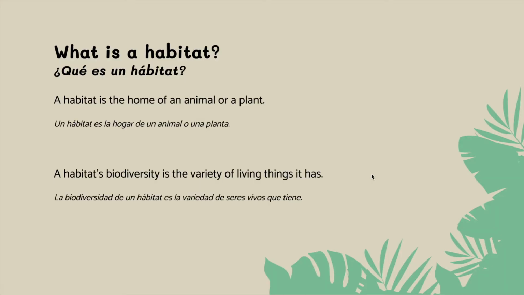A habitat is the home of an animal or a plant, and a habitat's biodiversity is the variety of living things it has. So if a habitat has more kinds of animals or more kinds of plants, that means it has more biodiversity. So now let's go through some different categories of animals.